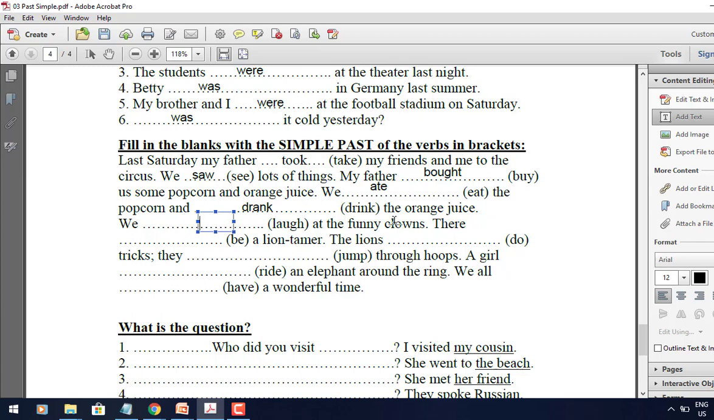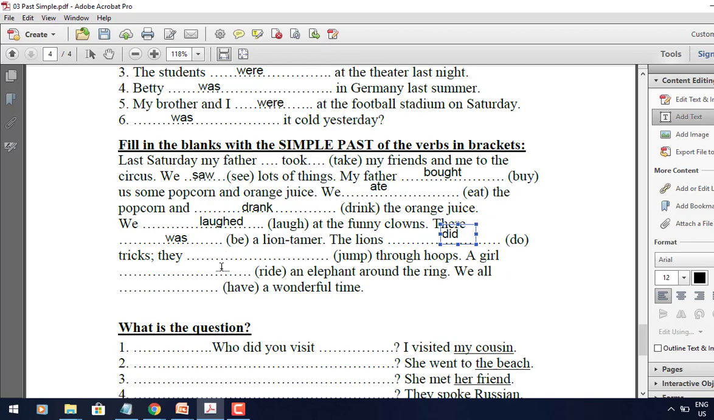We laugh at the funny clowns. We know that laugh is a regular verb that takes -ed to change to the past, so we laughed at the funny clowns. There be a lion tamer. A lion tamer is singular. The singular form of be in the past is was. There was a lion tamer. The lions do tricks. So what is the past form of do? Yeah, we have just written it. It's did. The lions did tricks.